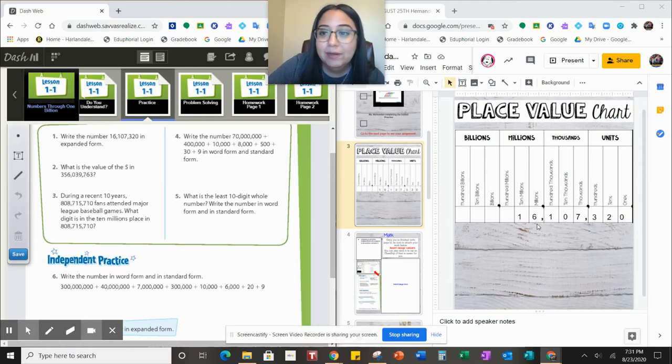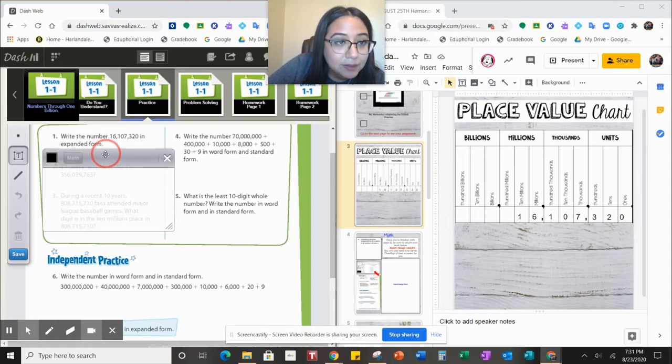And then here in the thousands, we have 107, which we know how to say. So 107, it's in the thousands period. So 107,000, and then 320. So 16,107,320. So it said, write the number 16,107,320 in expanded form. So I'm going to get my text box here.